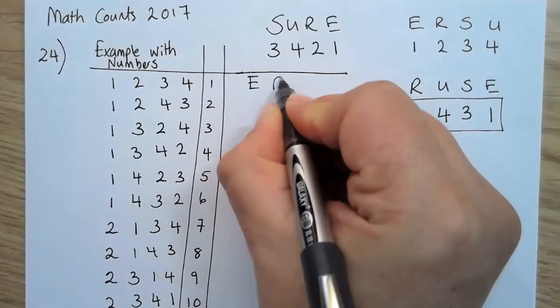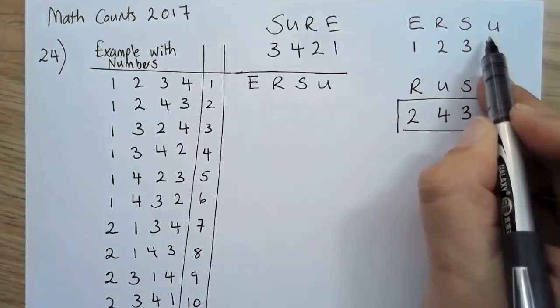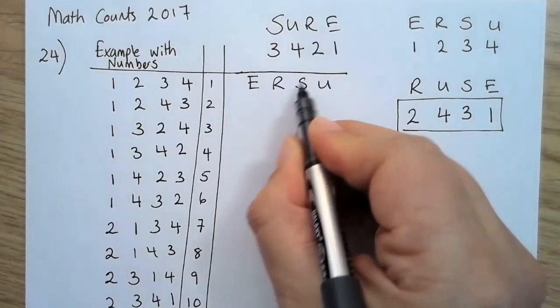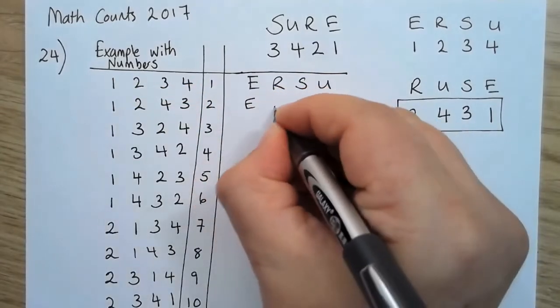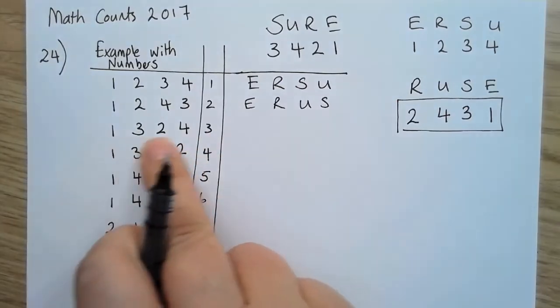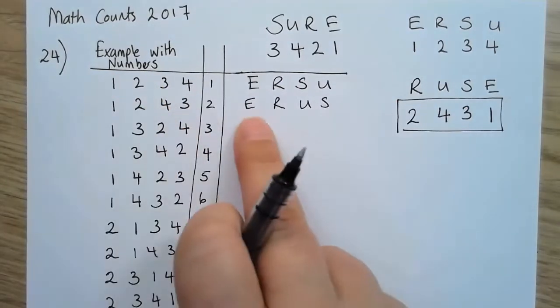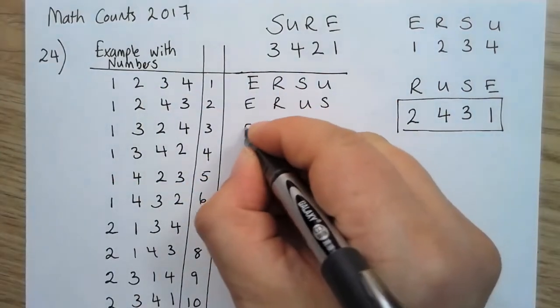So E, R, S, U. I've started with that one because this one is in alphabetical order. I then swap round these two, like to do with the 3 and the 4. I keep the first two the same, and I swap round the 3rd and 4th option. Here, I've done everything with the first two being the same, so I bring in this 3rd, which is the S.